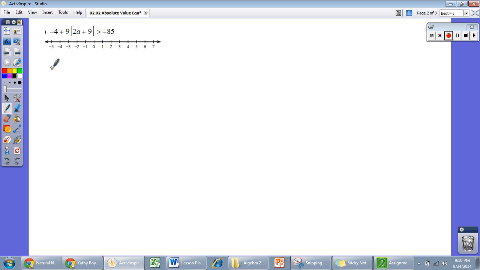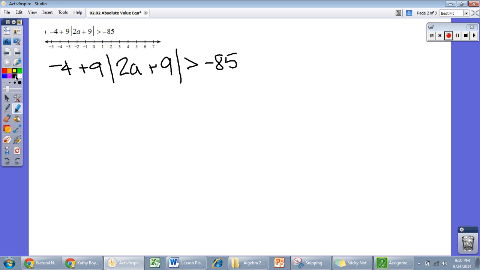Okay, here we have negative 4 plus 9 times the absolute value of 2a plus 9 is greater than negative 85. I need to caution you because I find that this is a common mistake with students. They take a look at this outside piece and they have the urge to add 9 and negative 4 and come up with positive 5. This is not what it means.